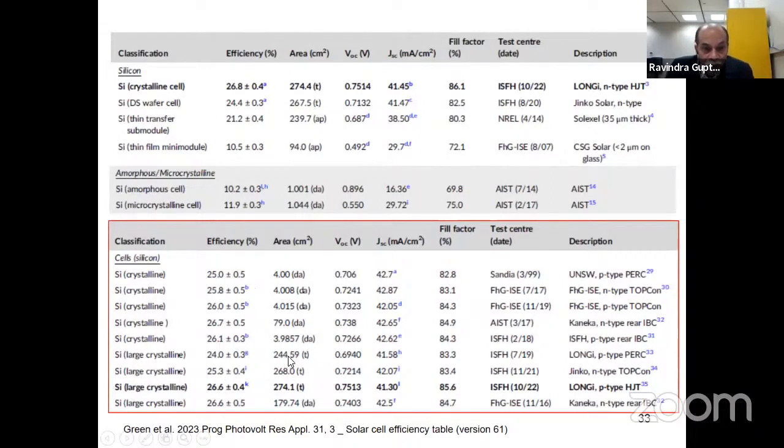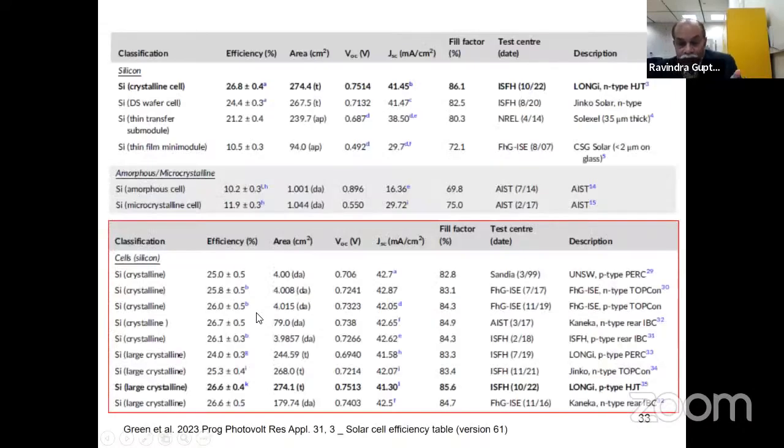This is for 244, 24%. And for large crystalline, this is 26%. So here you can see it's very, very high, very, very good. That's why silicon-based solar cells are very promising. Everywhere we are using them. And the lifetime is more than 30 years. It can go maybe 50 years also, no problem. This is the advantage of the inorganic materials.